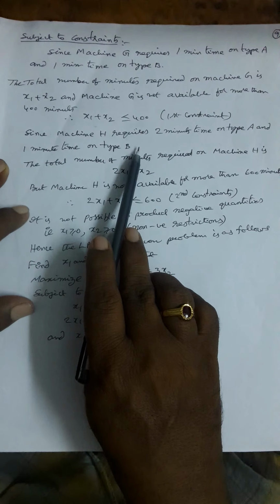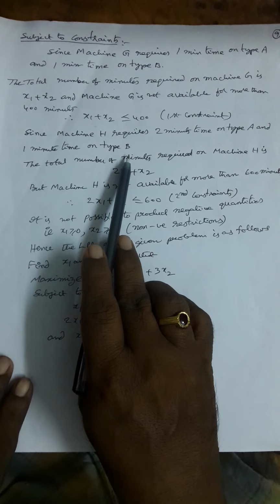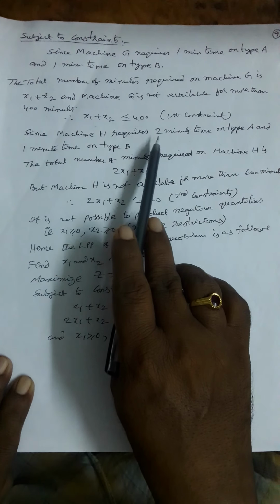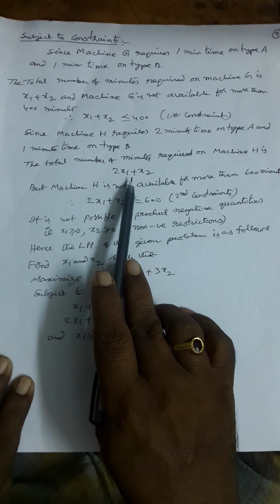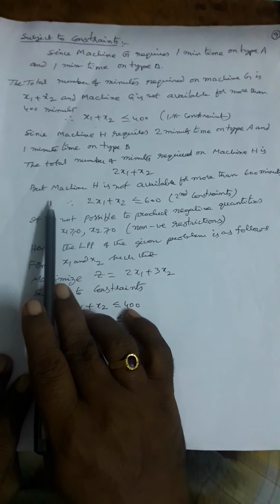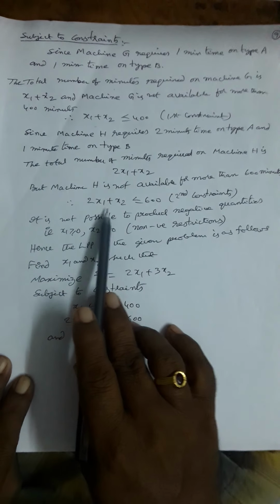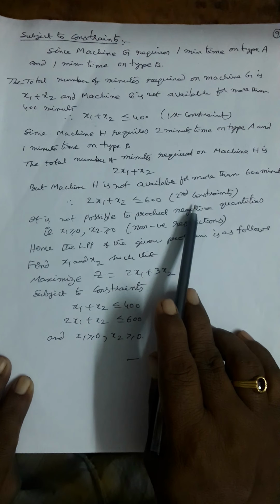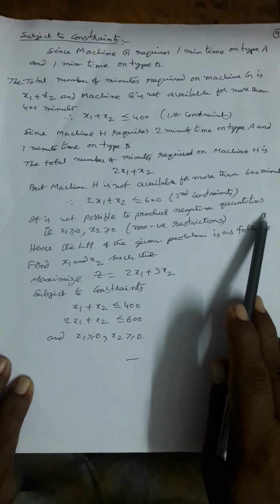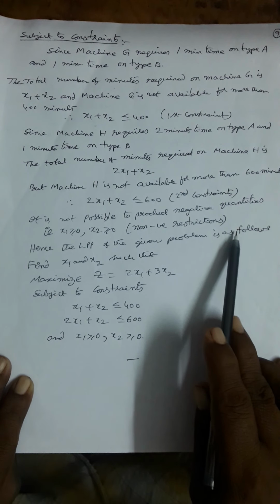Since machine H requires 2 minutes on type A and 1 minute on type B, the total number of minutes required on machine H is 2 into x1 plus 1 into x2, 2x1 plus x2. But machine H is not available for more than 600 minutes. So 2x1 plus x2 less than or equal to 600, that is the second constraint. It is not possible to produce negative quantities, that is x1 greater than or equal to 0, x2 greater than or equal to 0, non-negative restrictions.